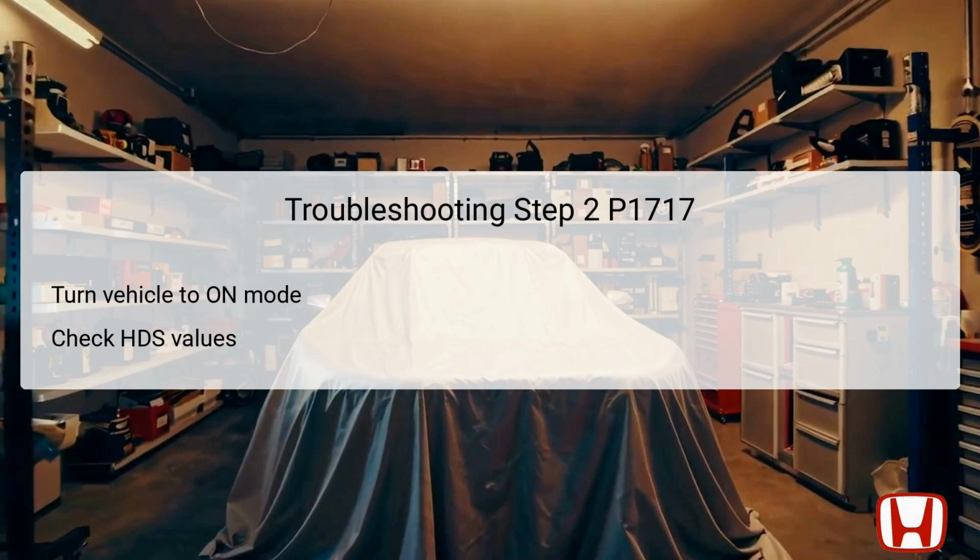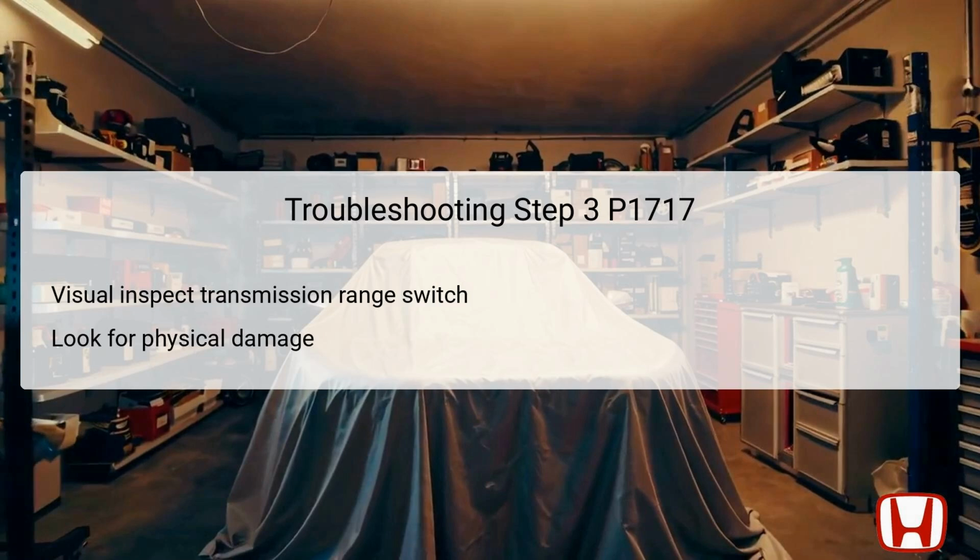This point in diagnosis confirms that there is indeed an issue with the signal being relayed by the transmission range switch during operation in reverse gear. It is essential that readings are taken accurately to guide further troubleshooting. Performing a visual inspection of the transmission range switch is another crucial part of the troubleshooting process for DTC P1717.